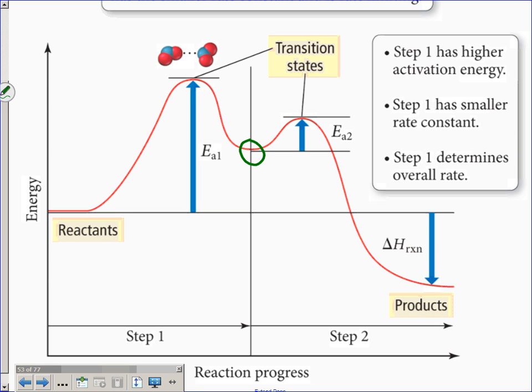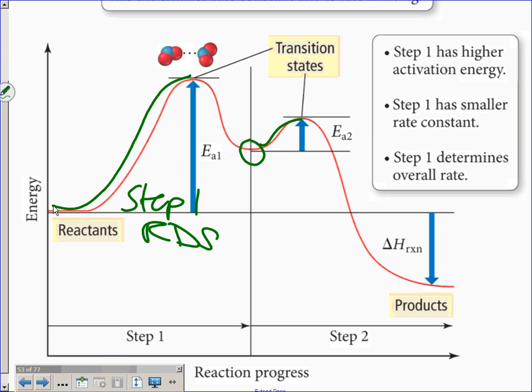Well, how do you view that visually? The step that takes the longest is the slowest step. So who's going to take longer? One that has a high activation energy, or one that has a low activation energy? High activation energy would take longer to achieve, and so step 1 is the rate determining step, and then there's a second assumption you can make about that.